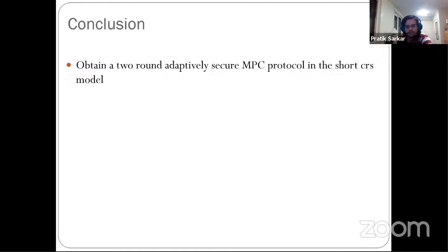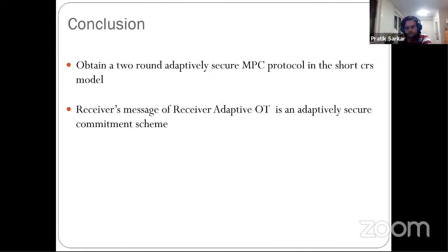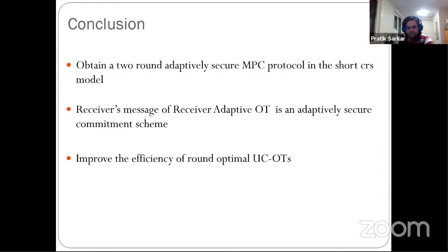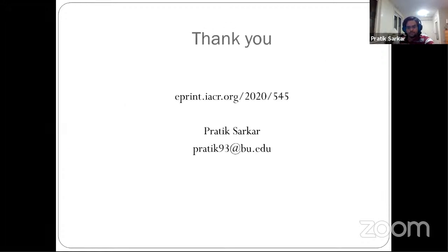So finally, I would like to conclude. We also obtain a 2-round adaptively secure MPC protocol. In the short CRS model, we also show that the first message of a 2-round receiver adaptively secure OT is an adaptively secure commitment. Our work improves the efficiency of round optimal UC OTs and makes them practical under standard assumptions like DDH. It would be interesting to see if the efficiency can be further improved. Thank you. And that's all.